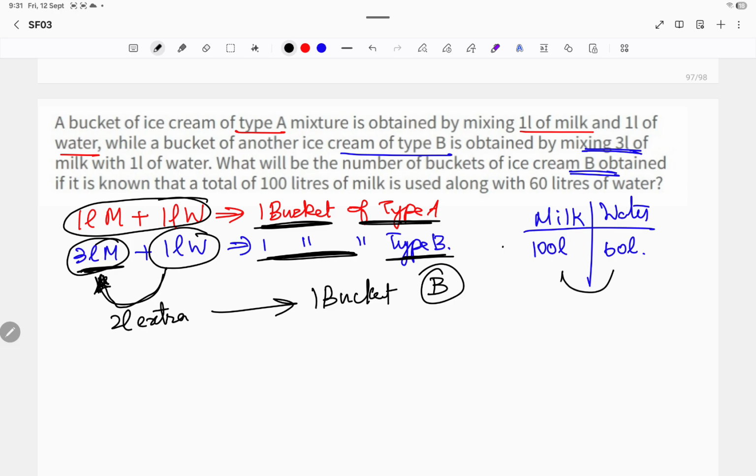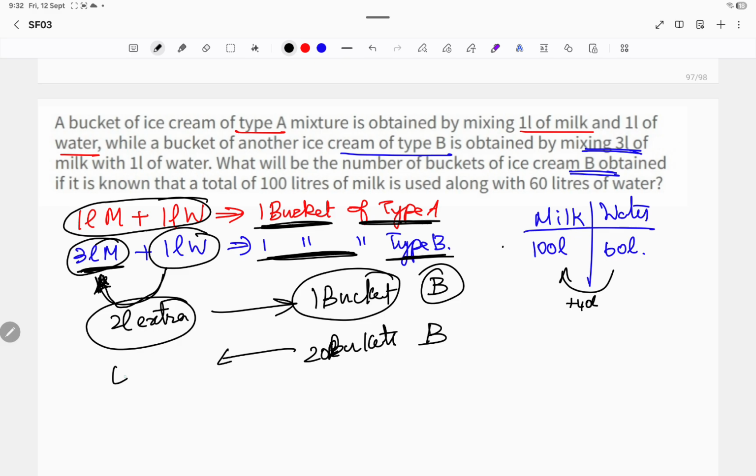Therefore, compared to 60 liters of water, there are 40 liters extra. You know what that implies? For 1 bucket of type B, 2 liters extra is needed. Therefore, for 20 buckets of type B, I would have taken 40 liters extra. So from this we can infer that 20 buckets of type B ice cream would have been created. Let's go and verify it.